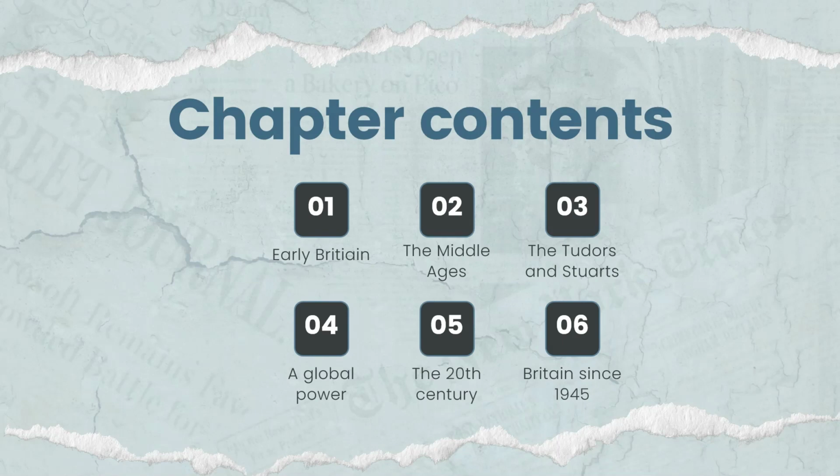Long and illustrious history, this is Chapter 3 of the Life in the UK test. This chapter will be split into 6 sections. 1. Early Britain. 2. The Middle Ages. 3. The Tudors and Stuarts. 4. A global power. 5. The 20th century. And 6. Britain since 1945. Let's look at what each section will cover.